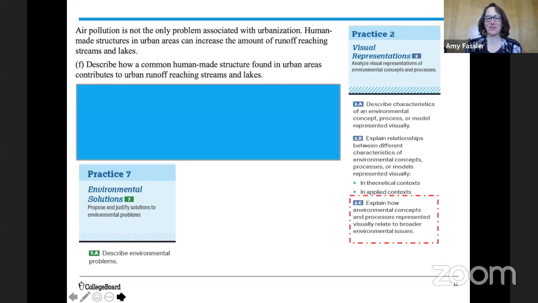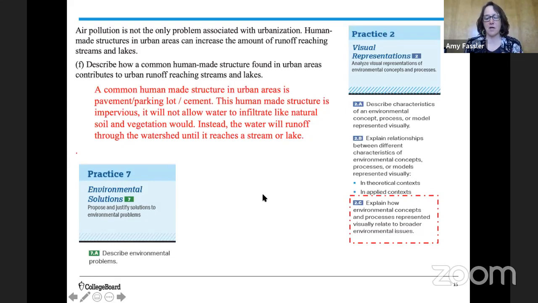Now we're into our environmental solutions. Air pollution isn't the only problem that we're experiencing here. Man-made structures in urban areas can increase the amount of runoff reaching streams and lakes. Describe how a common man-made structure found in urban areas contributes to urban runoff reaching lakes and streams. And again, I'm describing how something happens. So it's going to take a couple of processes, steps in the process in order to communicate exactly how that happens. So a common man-made structure would be paving, parking lots, cement.